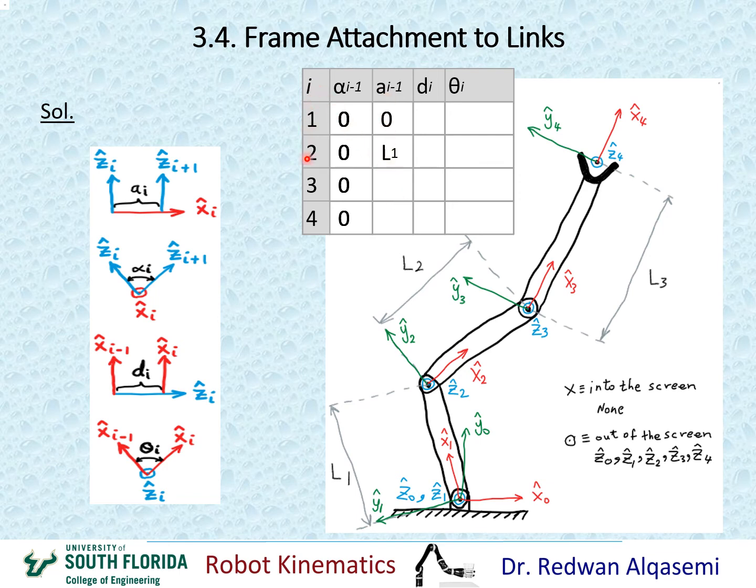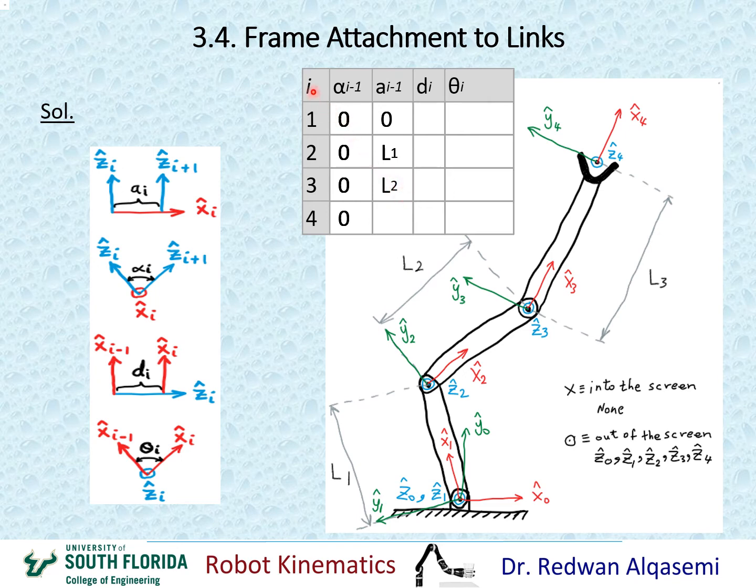Now when i equals 3, I'll be looking at A(i-1), that would be A2. So for A2, I'll be looking at Z2 and Z3 along X2. This is Z2 coming out of the screen. This is Z3 coming out of the screen. And the distance between them along X2, this is X2, okay? Obviously, the distance between them along X2 has a value here, and this value is L2, okay? So that means A2 equals L2.